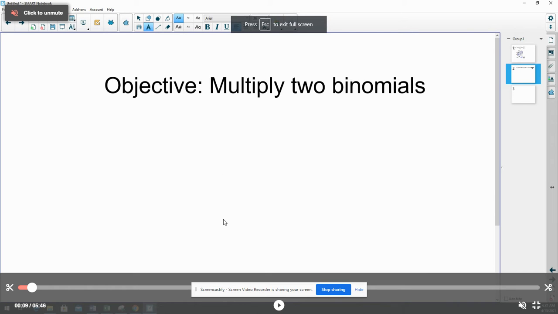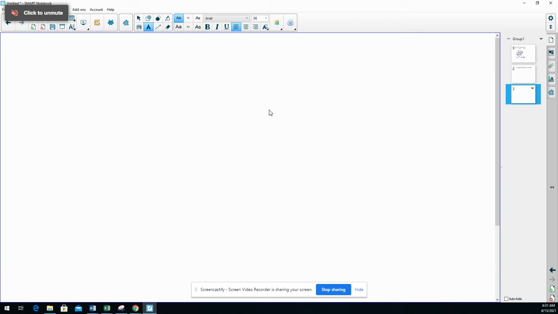Hello everyone. So today's objective is to multiply two binomials. And we're doing this IXL assignment that I'll have posted for you. So when multiplying two binomials, there's two methods. I will show you both. The first one, I'm going to show three examples. The second one, I'm going to show one example. And all of the questions on this assignment are like this.